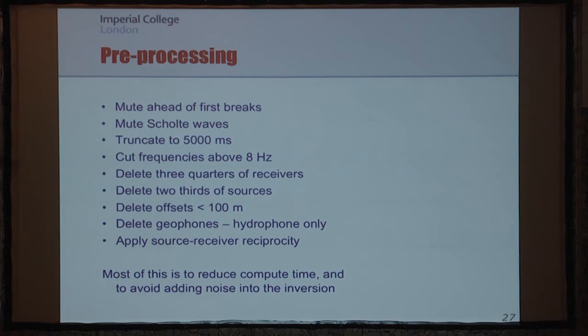There are some Scholte waves. Scholte waves are the marine equivalent of surface waves. They're waves traveling on the seabed, elastic waves basically traveling on the seabed. I mute those. I'm going to use an acoustic wave equation, and it can't properly model those. It can't model those Scholte waves at all, so I get rid of those.